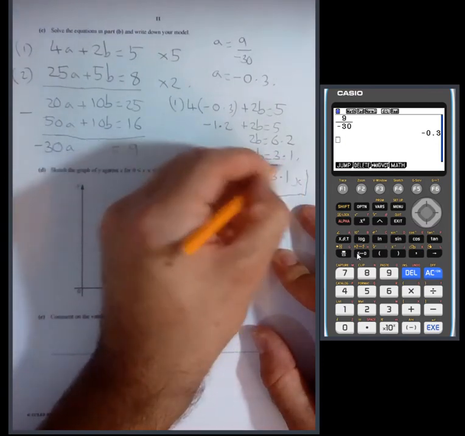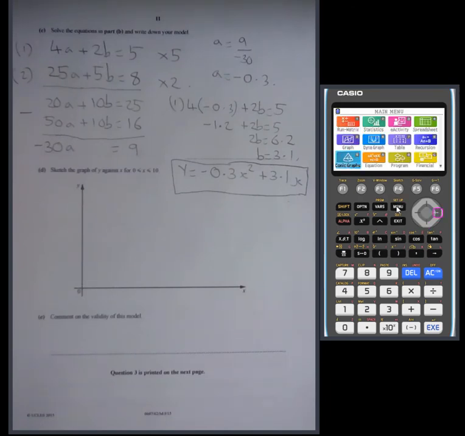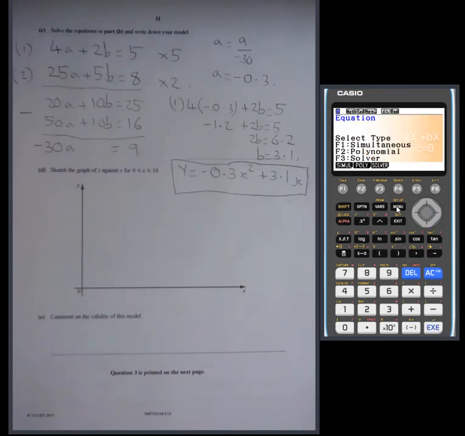If I was doing this in an exam, in fact, even when I did it, I looked at the numbers. When you get strange decimals, it's a natural reaction to think you've done something wrong. So it's probably not a bad idea just to go to the simultaneous equation solver, which is in equation mode, and just check. So if I go to simultaneous, I've got two unknowns.